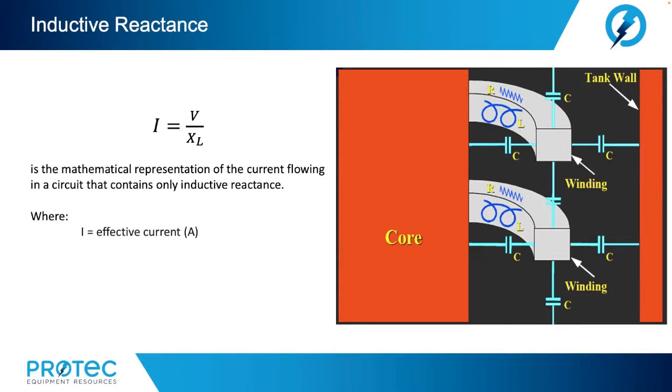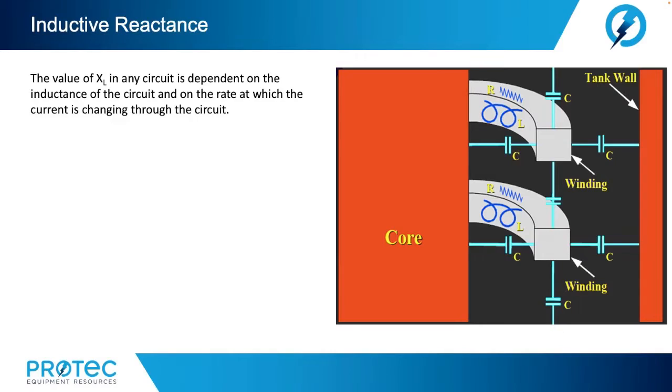Now, in the formula, I is the effective current measured in amps. X sub L is the inductive reactance measured in ohms. And V is the effective voltage across the reactance. Now, the value of X sub L in any circuit is dependent on the inductance of the circuit and on the rate at which the current is changing through the circuit. The rate of change depends on the frequency of the applied voltage.